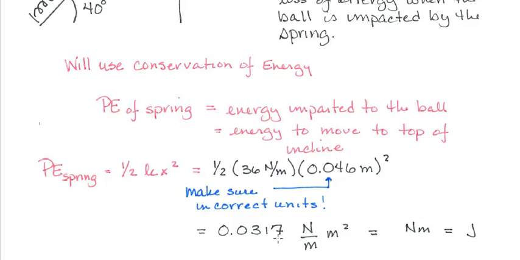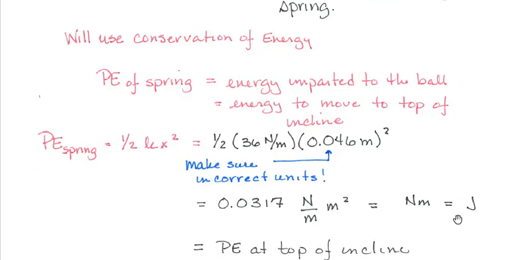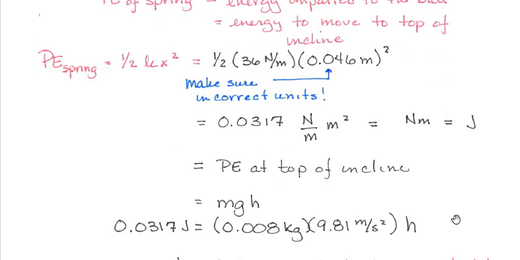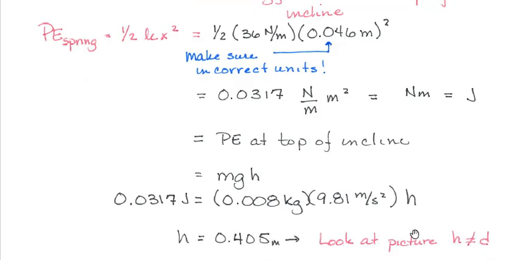0.0317 joules. And just to show the unit analysis, I end up with a Newton meter. That Newton meter comes together, and we know that that's defined as a joule. So now we know that that's equal to the potential energy at the top of the incline. So that's going to be our mgh. And we go through and calculate what h is.